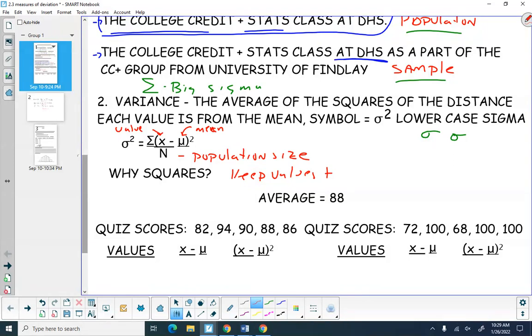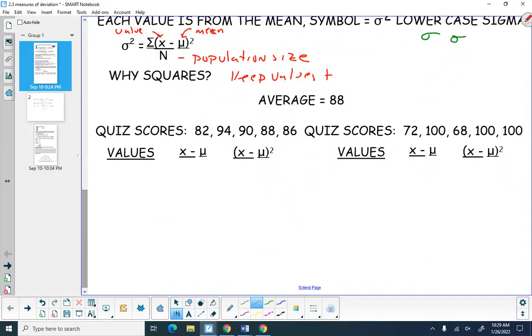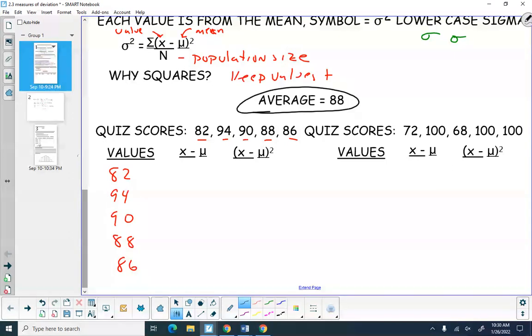Once again, these are all new things to you, and you need to practice them. So let's take a look at how we can do this. We do this with a table. We have our values that we had in our first group: 82, 94, 90, 88, and 86. Our average for both of these was 88.